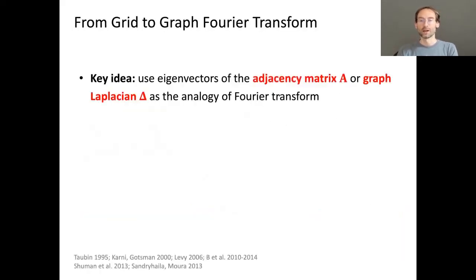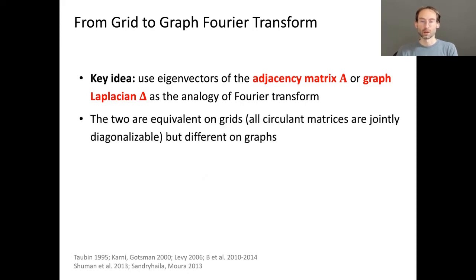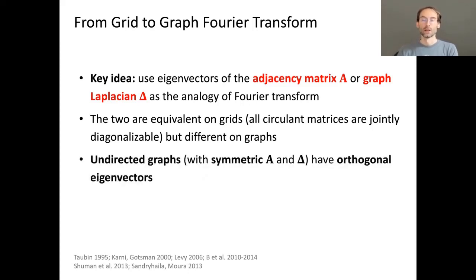So the idea of generalizing the graph Fourier transform is to use the eigenvectors of the adjacency matrix or the graph Laplacian as the analogy of the Fourier transform. And the two are equivalent on grids, right? Because they're all circulant matrices, so they are jointly diagonalizable. But on graphs, they are slightly different. And you will encounter different methods in the literature that either use the adjacency matrix or the graph Laplacian. So for undirected graphs, what is nice is that these matrices are symmetric, so they have orthogonal eigenvectors.